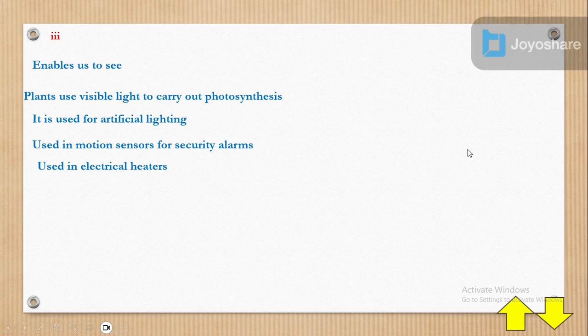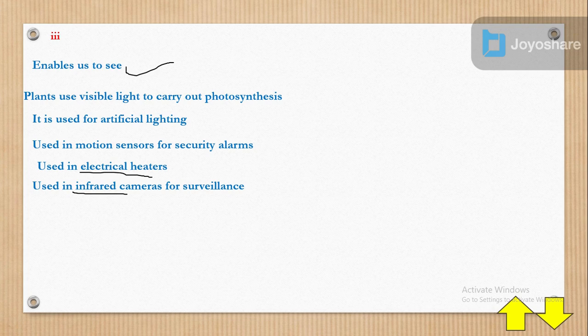Also used in electric heaters, then also used in infrared cameras for surveillance. Here we gave generally the uses of electromagnetic waves. You may discard this one, it is used for infrared. You may discard this one too, it is also for infrared. As far as the visible spectrum is concerned, you can take photosynthesis and artificial lighting. These other ones may work for infrared radiations.